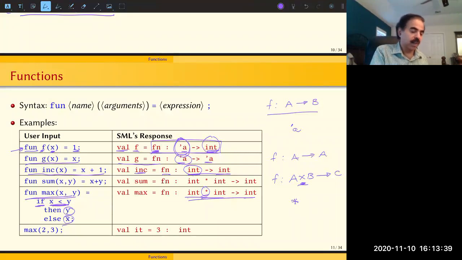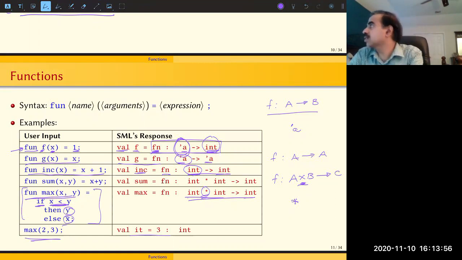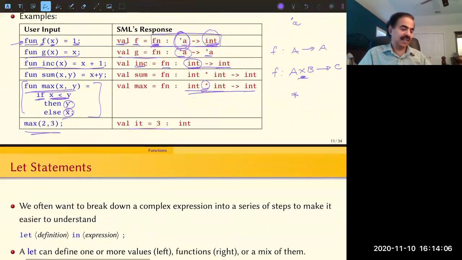Okay, and then once you define a function, you can use it by typing in that function with arguments, and then it'll evaluate the function, and it tells you, okay, so the max of 2 comma 3 is 3. So any questions so far? Seems simple enough, right? So far? Okay, good.